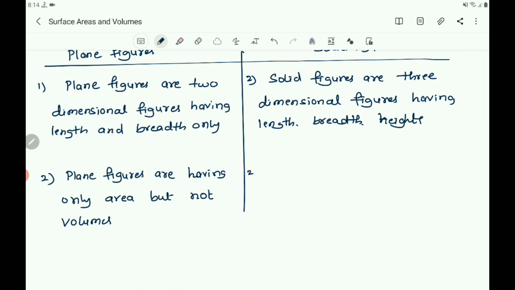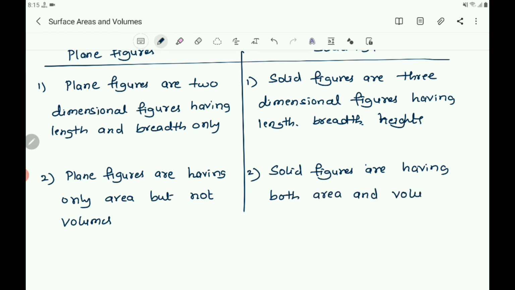And you take the second difference. Solid figures are having both areas and volume. Both area and volumes.